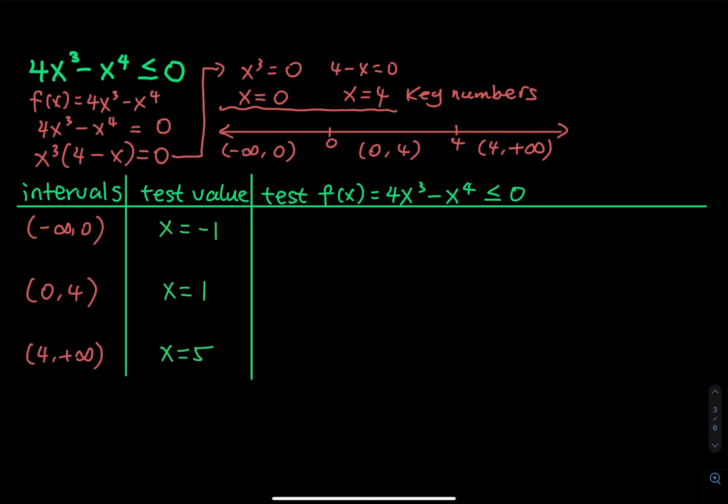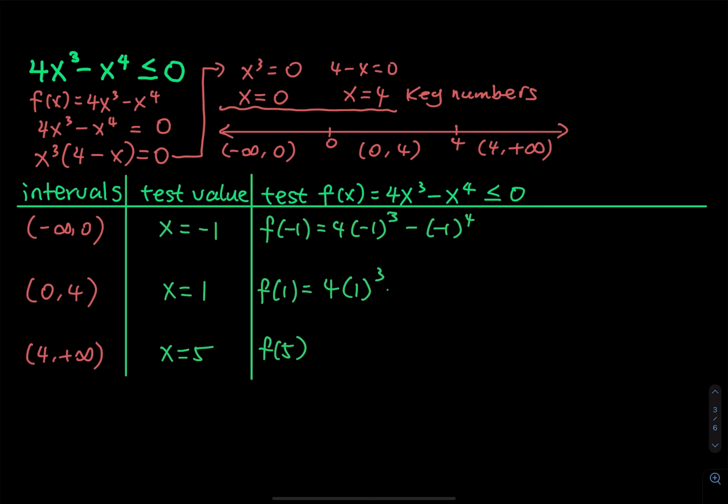Okay, so let's perform the function evaluation: f of negative 1, f of 1, and f of 5. F of negative 1 is 4 times negative 1 to the third minus negative 1 to the fourth. This is 4 times 1 to the third minus 1 to the fourth, 4 minus 1 equals 3. And this is 4 times 5 to the third minus 5 to the fourth power, which is negative 125. The first one is negative 4 minus 1 equals negative 5.